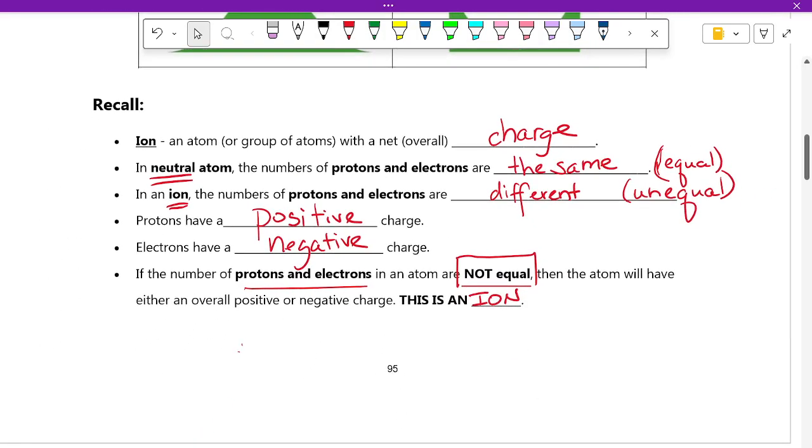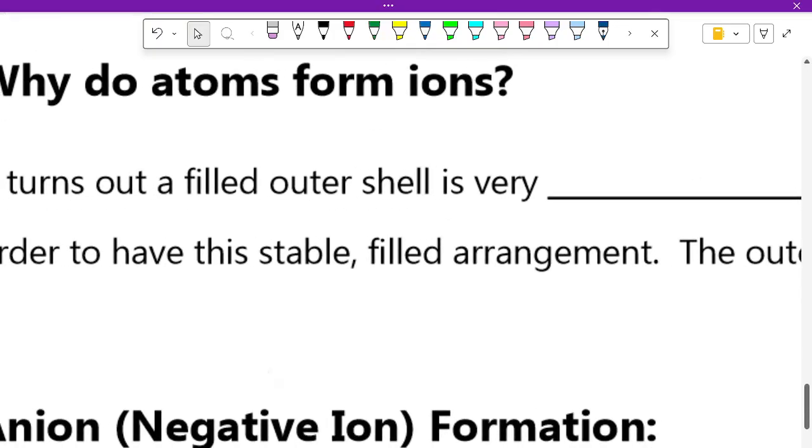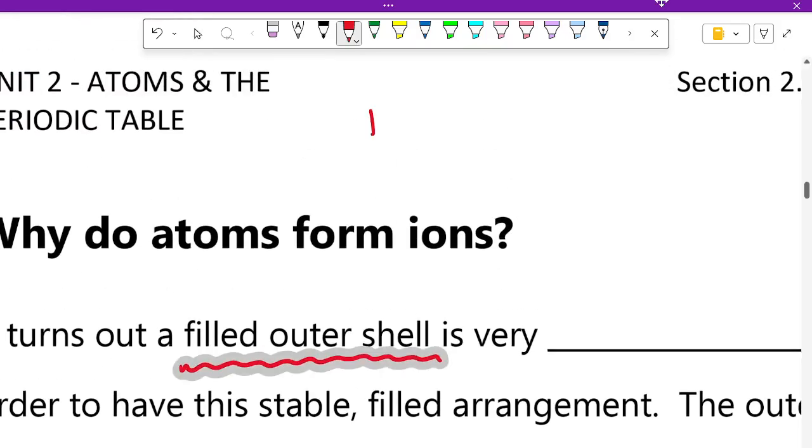Next page. Why do atoms form ions? And this is why we were talking about stable and not stable. It turns out that a filled outer shell, do you remember the shells? Whose model of the atom had shells? The Bohr model.